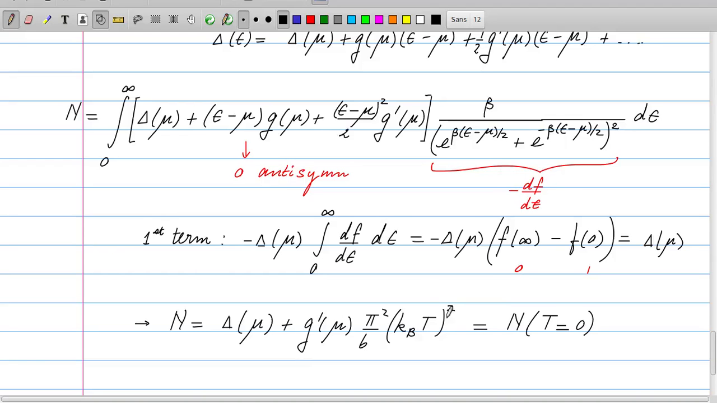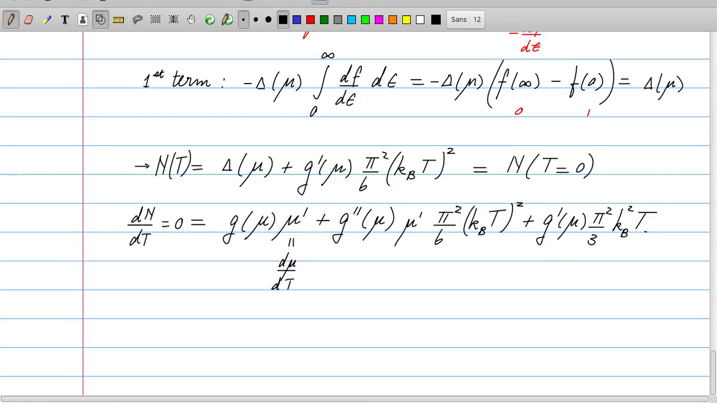Now, if we have a system in which the number of particles doesn't vary if I change the temperature, then we should have that this n, which was evaluated at temperature T, is equal to the n at temperature T is 0. So the derivative of n with respect to temperature should be 0, and if I implement that in this equation, I first get the derivative of delta, which is g mu, and I have to multiply that by mu primed, where I've used the notation that mu primed is the same as d mu dt.